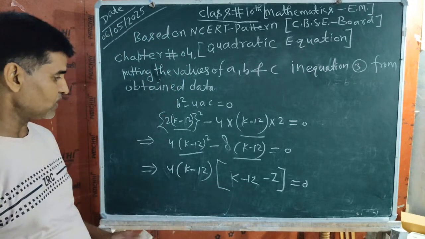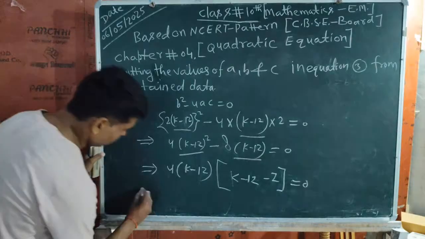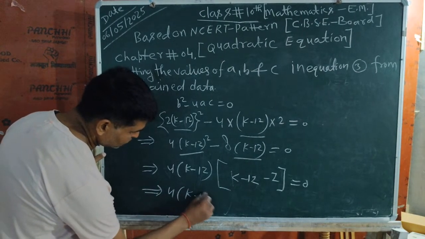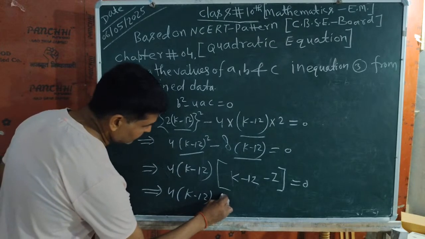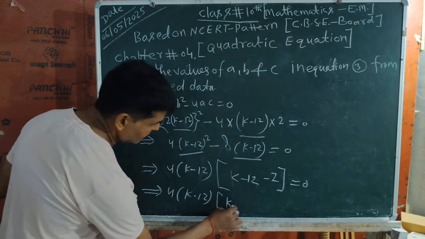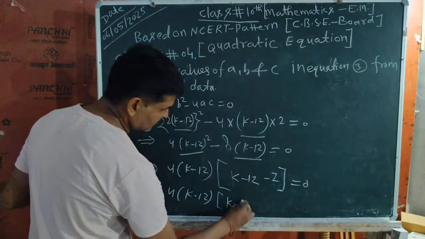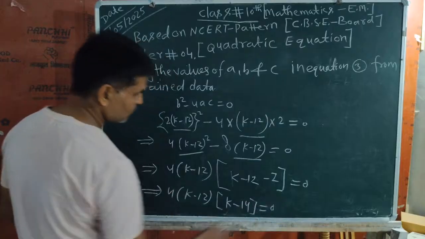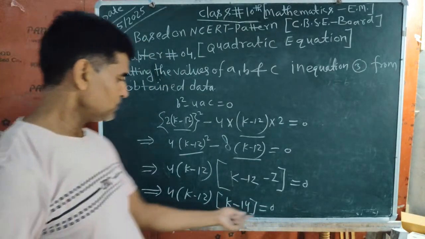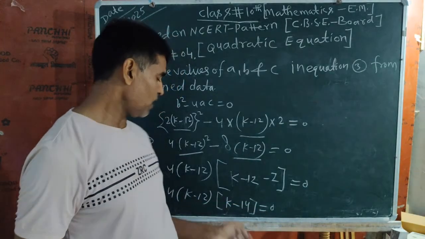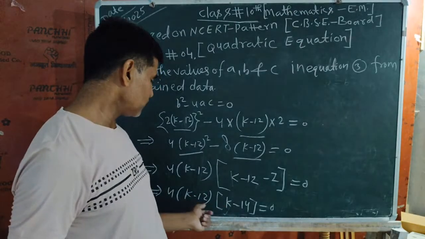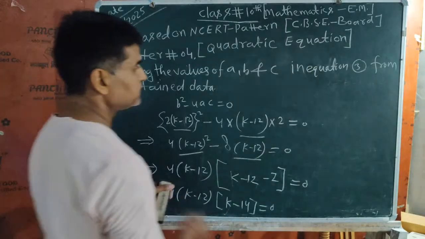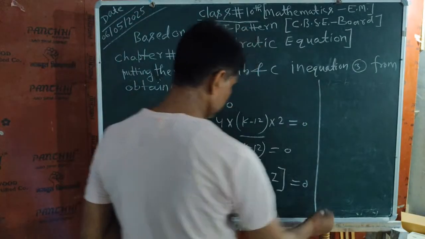I will reply. Okay student, so again I will simplify it like this: 4 into k minus 12, and then in the bracket I will write k minus 14, which is equal to 0. In other words, we can say that this term can be 0 or this term will be 0. After putting 0, I will get the value of k. So further I am going to evaluate it here.